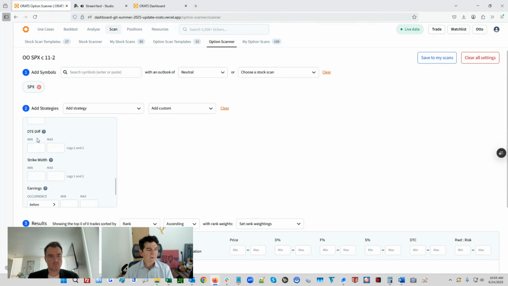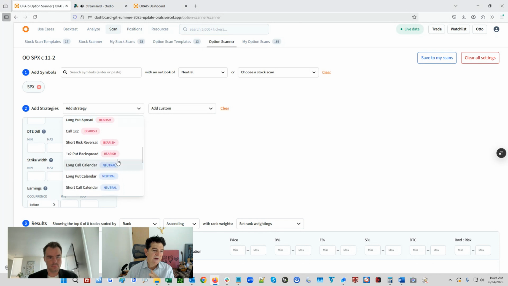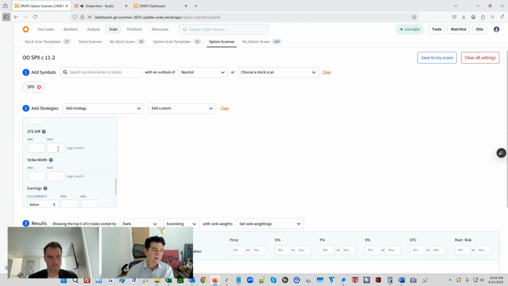Now, the main settings, especially for a calendar or something like that, are the DTE differences. If it's blank, then it's the same DTE. Most strategies are the same DTEs, days to expiration. But if you get into calendars, then you'll have a difference, and you can set what that min and max difference is. And the way ORATS works is it's always leg one minus leg two.